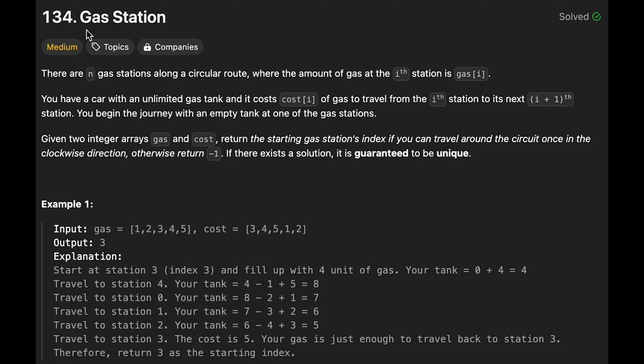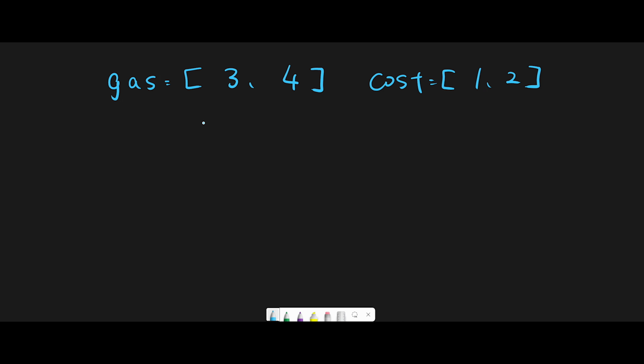Hey everyone, today we are going to solve the LeetCode question gas station. Okay, first of all, let's see very simple cases. So gas is 3, 4 and the cost is 1, 2.